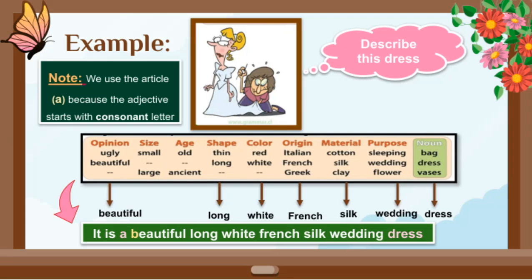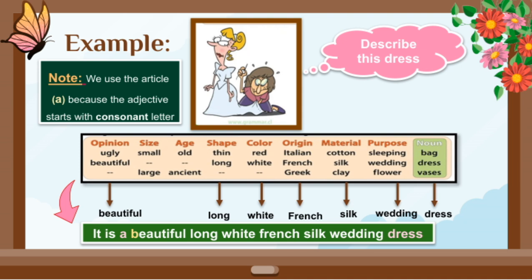When we use the article a, it's because the adjective that follows starts with a consonant letter. For example, in this case, we say a beautiful long white French silk wedding dress. Let's break that down a bit. The dress is beautiful, which makes it stand out as something special. It's long, giving it an elegant and flowing appearance.